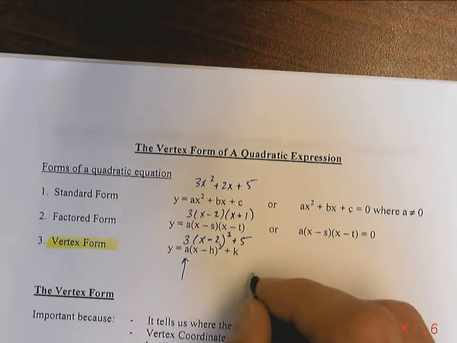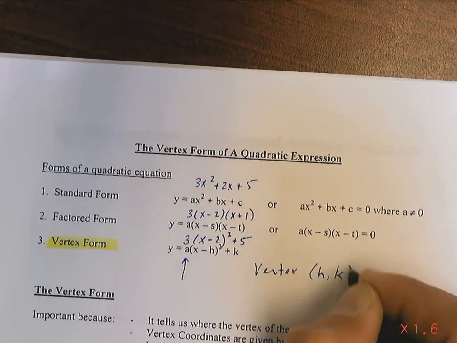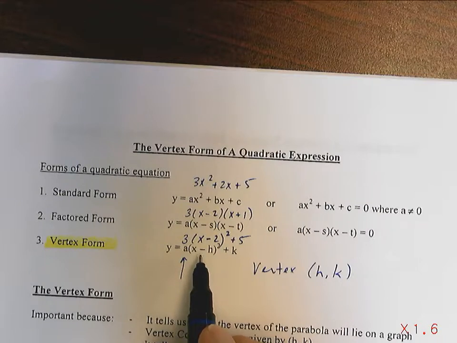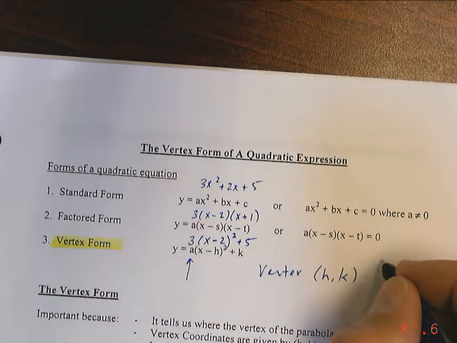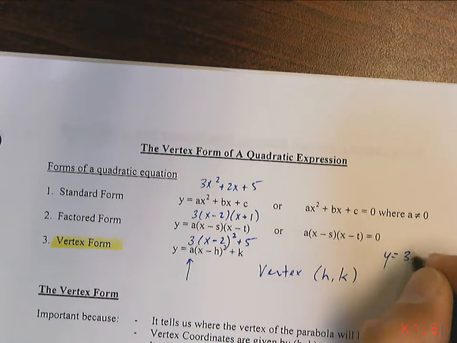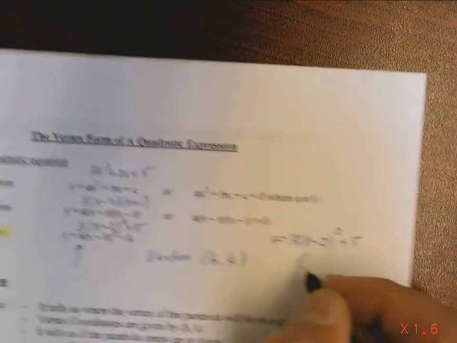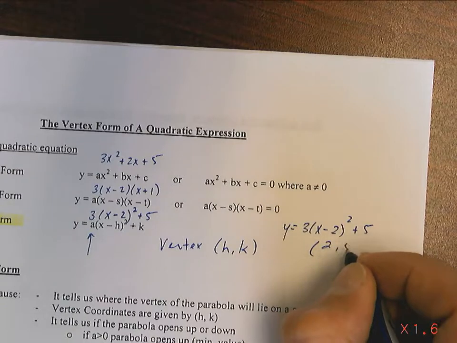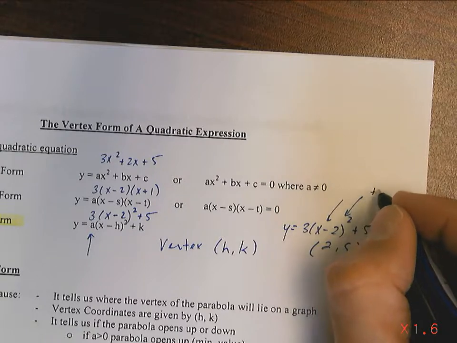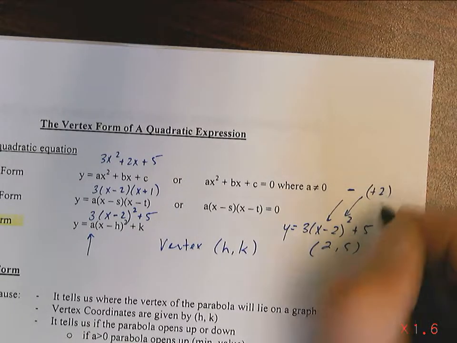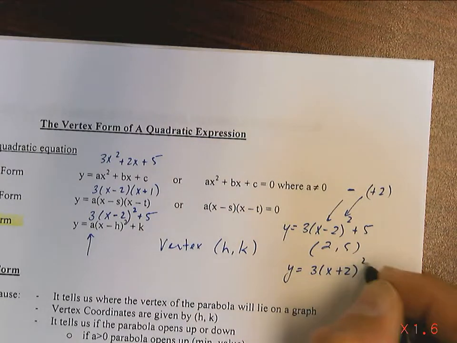Now the vertex is going to be h comma k. Now notice in the formula it's negative. And here we use whatever the value of h is. So if I had this, y equals 3(x minus 2) squared plus 5, then my vertex would actually be 2 comma 5, because see, there's the negative, and that means that my h value was in fact positive 2 with my negative.